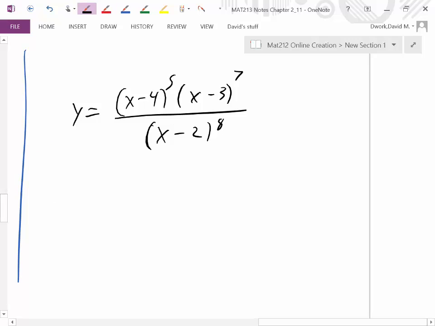Well, using our log rules again, what I can do is say natural log of one side, natural log of the other side, right? Okay, so it's just going to take a second to write all this stuff down because there's a lot here.